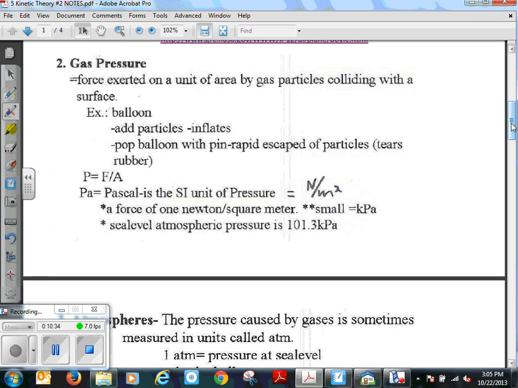Force exerted on a unit of area by gas particles colliding with the surface. Exactly what we talked about. Why does a balloon inflate? Well, when you put more gas particles in there, then they're going to hit more, and so they need more space. That's why a balloon inflates. If you pop a balloon with a pin, you hear the rapid escape of the particles that tears the rubber.